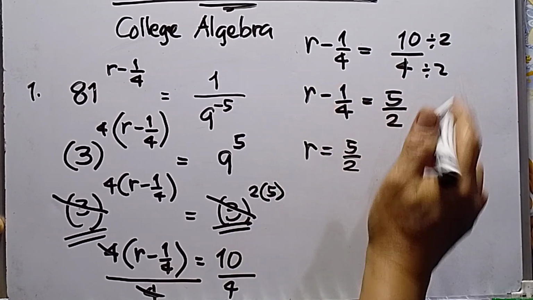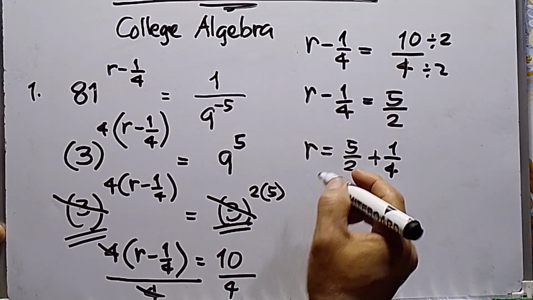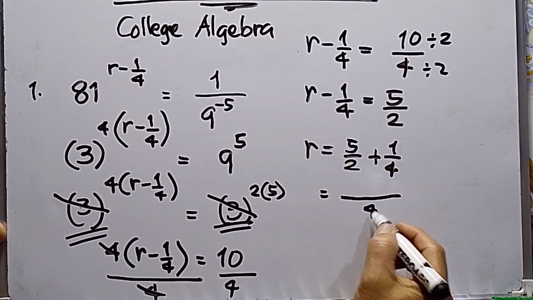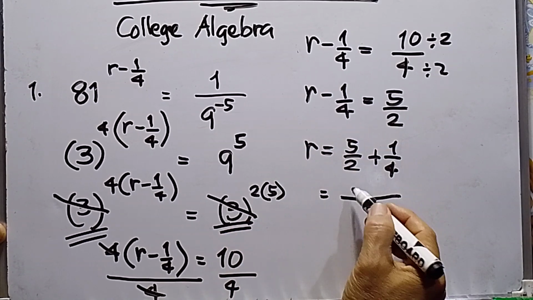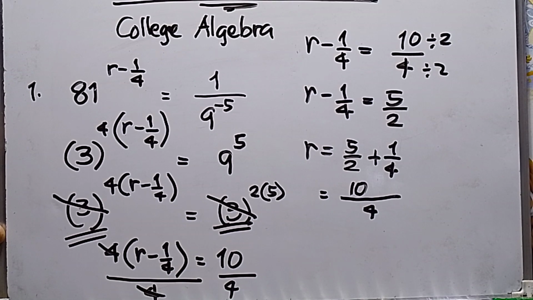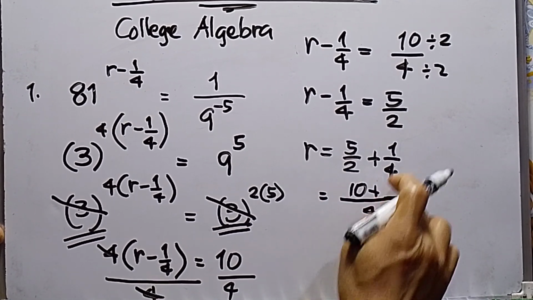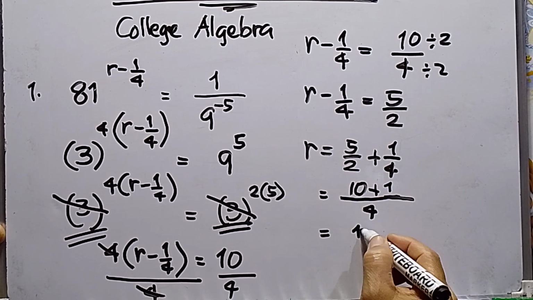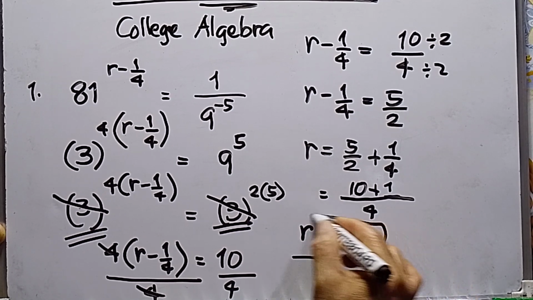And then r is equal to 5 over 2, transpose negative 1/4 to the right. This will be plus 1 over 4. Then find the LCD between 2 and 4. So this will be 4. Then 4 divided by 2 is 2 times 5 is 10. Then plus 4 divided by 4 is 1 times 1 is 1. So I have here 11 over 4. So this is the value of r.